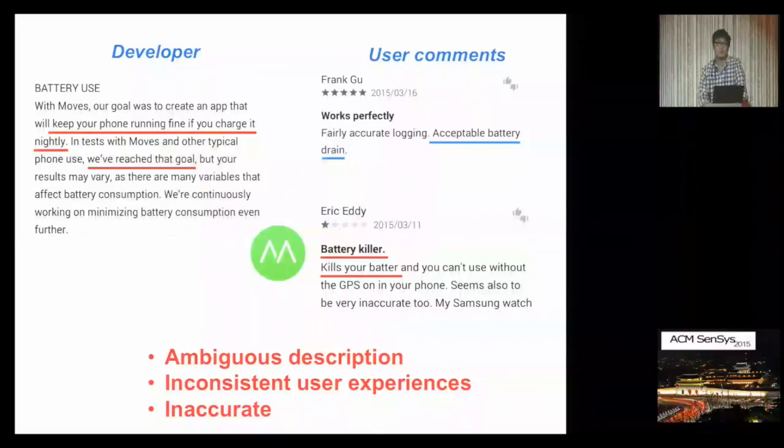Also, even though the developers tried to accurately measure the power using a power monitor, we found that it cannot be accurate.